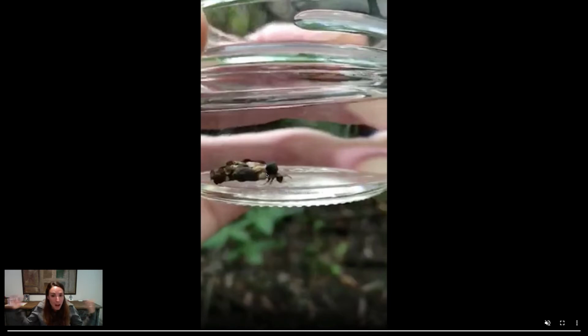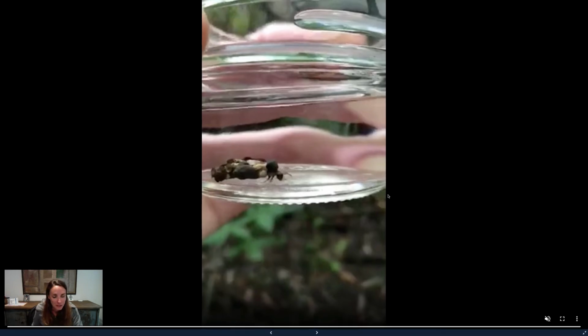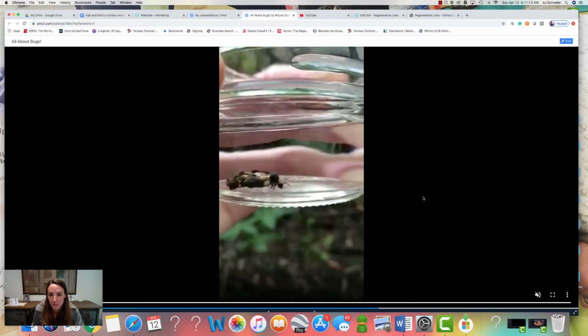It makes a home on top of its body, and it sticks to its body, and it carries its home around until it's ready to transform into an adult. But I thought that was cool. So, there you have that.